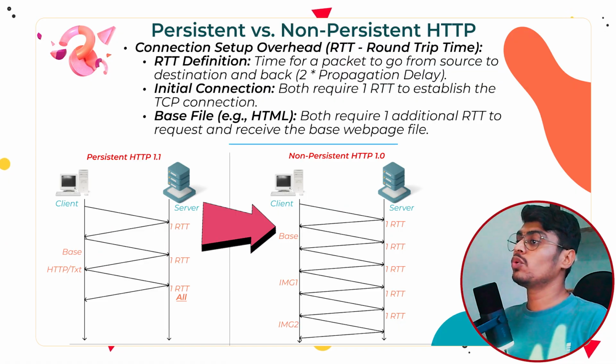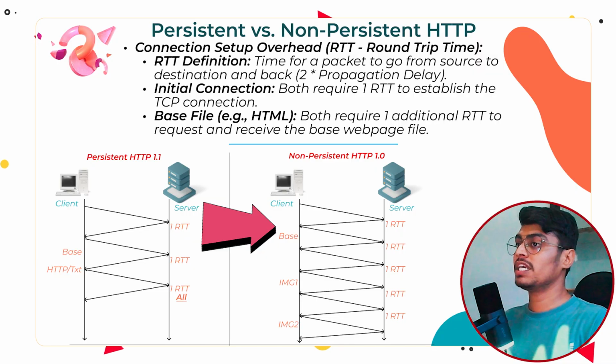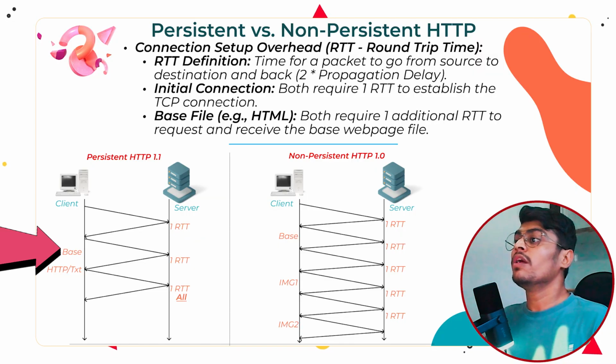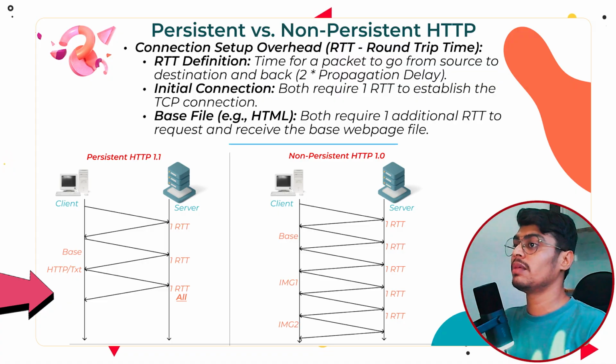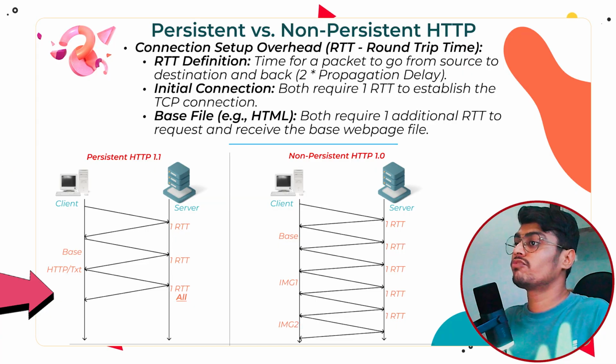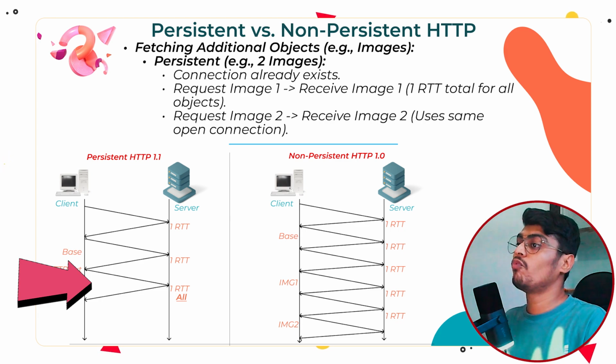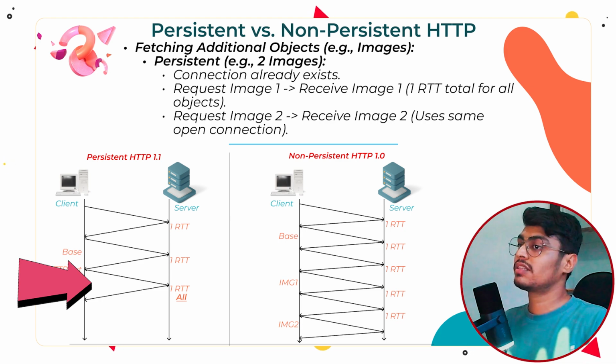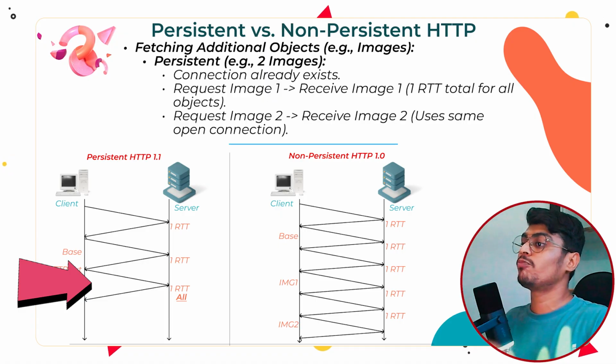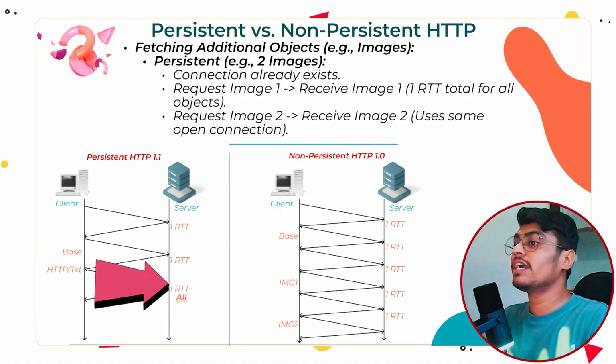So the story is the same in both: the base file comes here, the base file comes here. Now let's say there are two images in the base file that I want to access. In that web page, there are two further objects that I want to access. What will happen in the case of persistent? Your connection is established, and you have received the base file. Now one object, two objects, three objects, any number of objects, files, paragraphs, videos, whatever, will take one more RTT. And all the objects it has, two images, three images, you will get all of them. This is how the story happens in persistent.